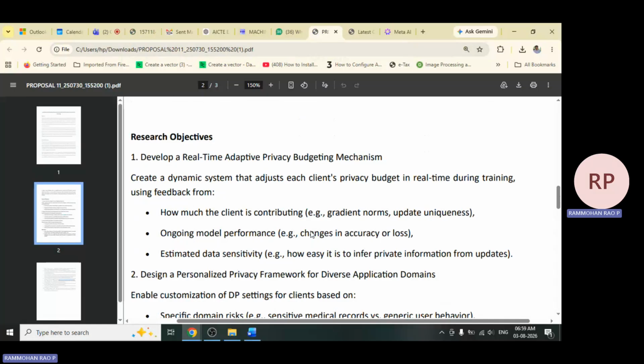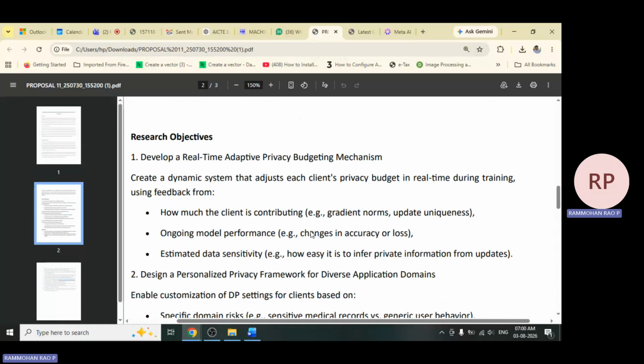Objective number one, we wanted to create a dynamic system that adjusts each client's privacy budget in real time during training using feedback from how much the client is contributing. So we are trying to focus on individual records instead of the entire data. And we even try to monitor the ongoing model performance, and we try to estimate the data sensitivity. So based on these three parameters, we try to adjust the privacy budget of a particular user. So this is a dynamic real-time adaptive privacy budget mechanism.